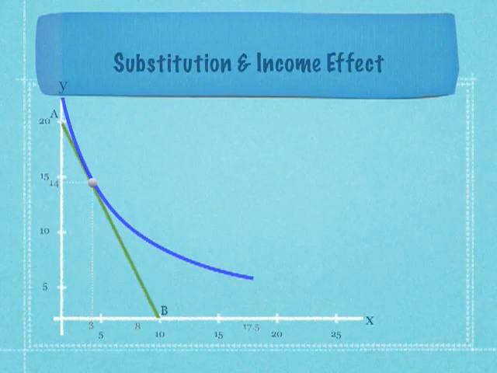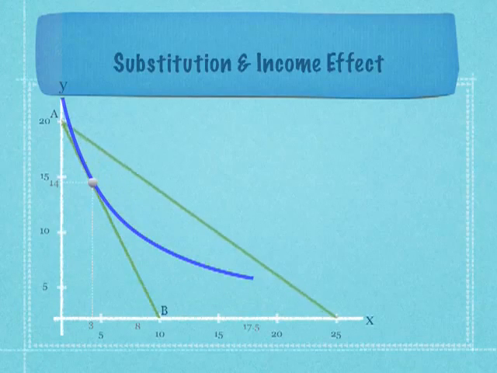Now we're going to look at the substitution and income effect. We're going to isolate the two. Like before, the budget line rotates and shifts out. This time, I'm going to reduce the budget line inward and take away income to force them back upon the same indifference curve. So what happens is income is reduced to force the consumer back on the same indifference curve.